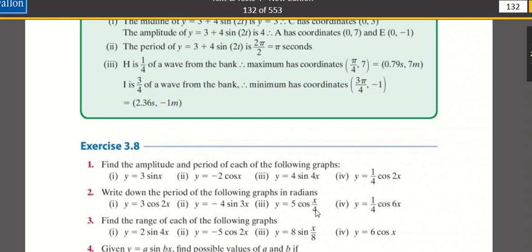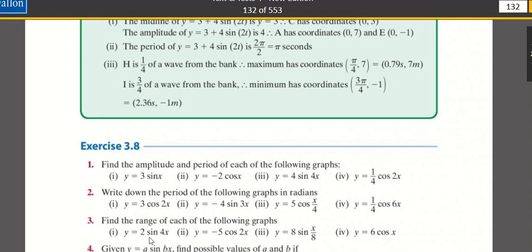Then the next one, 5 cos x over 4 is the same as 5 cos 1/4 x. If we do 2 pi divided by 1 over 4, it will give us 8 pi, I think. The next one, if you do 2 pi divided by 6, it gives us pi over 3. That would be the period there. And that's question 3.